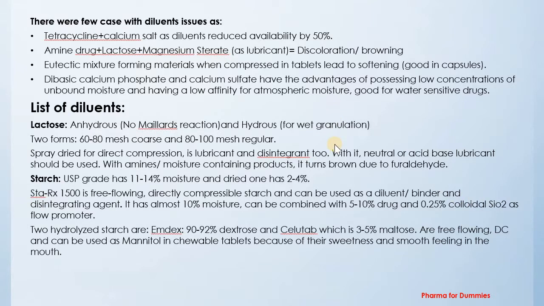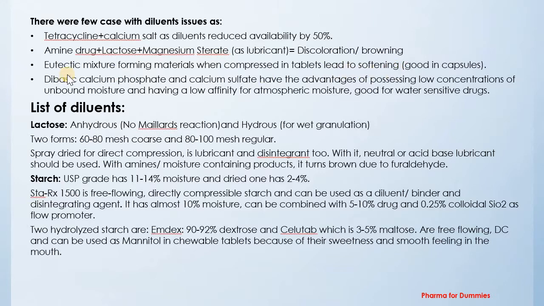There are a few cases in which diluents had issues. For example, for the drug tetracycline, calcium salts, which are usually present in the diluent, can reduce the availability of the active ingredient by 50%. Second, amine drugs with lactose and magnesium stearate, which is usually used as a lubricant, can lead to discoloration and browning. Third, eutectic mixture forming materials when compressed in tablets lead to softening.